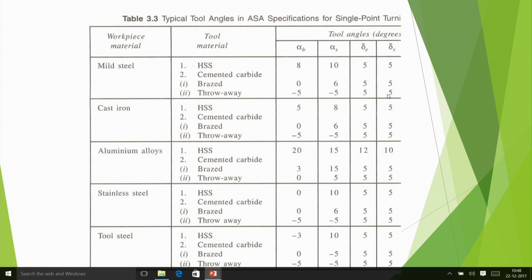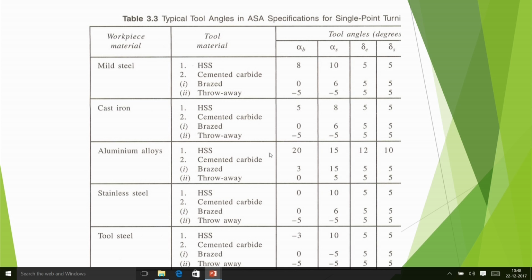You see that negative rake angles are here. And then suppose we go to cast iron. Cast iron, in that we are machining by high speed steel, then this is cemented carbide, brazed and throwaway. So here you see in cast iron machining also I am having more or less positive rake angle in high speed steel, but it becomes negative in case of throwaway tips etc., maybe tungsten carbide tips or something, and clearance angles are almost, relief angles are almost same, 5 degree or something.